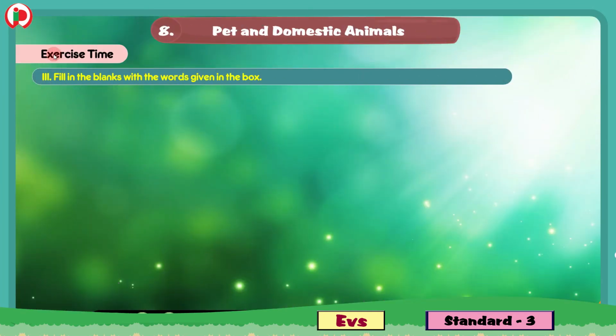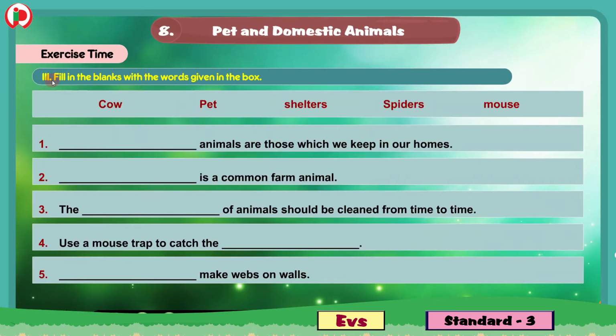The third bit under exercise time. Fill in the blanks with the words given in the box. Children, here we have some words given in this box. And here we have 5 incomplete sentences with blanks in them. We have to choose the correct word from the given words in these blanks and complete the correct statement.